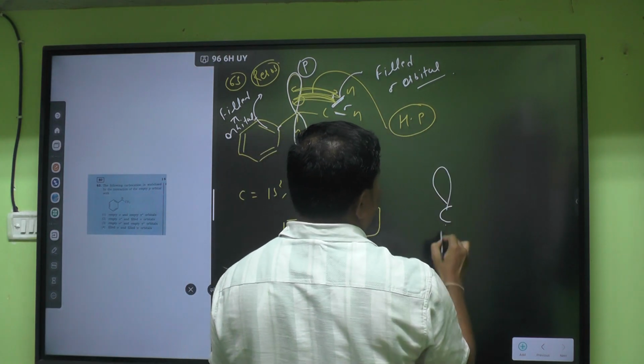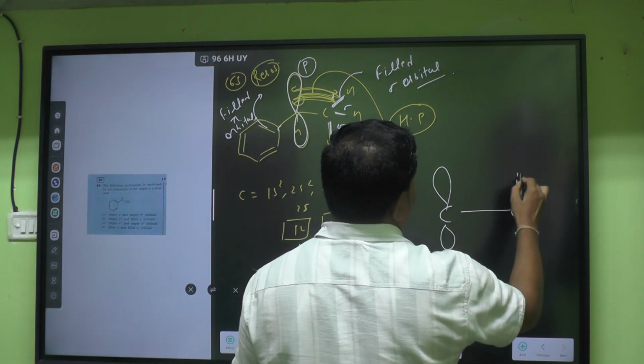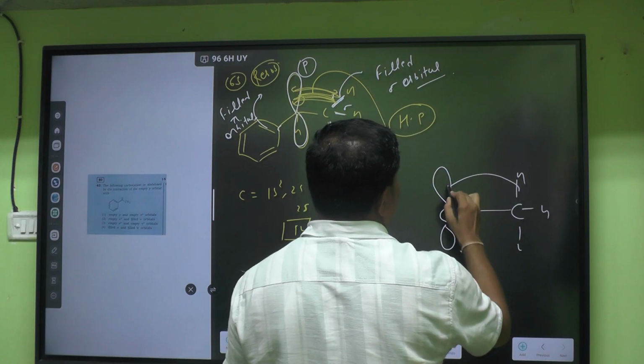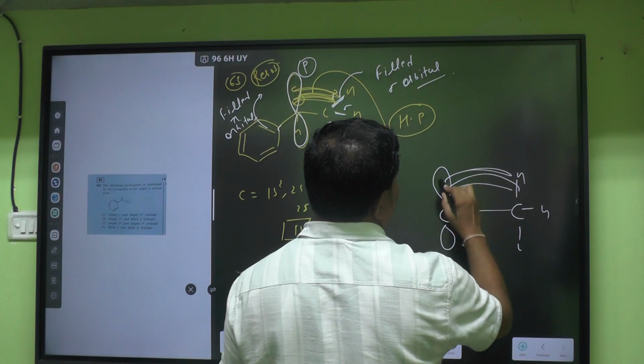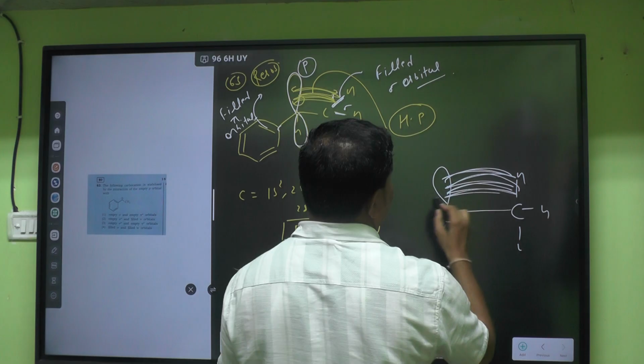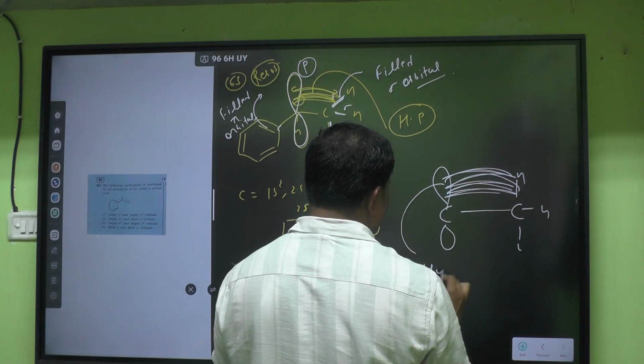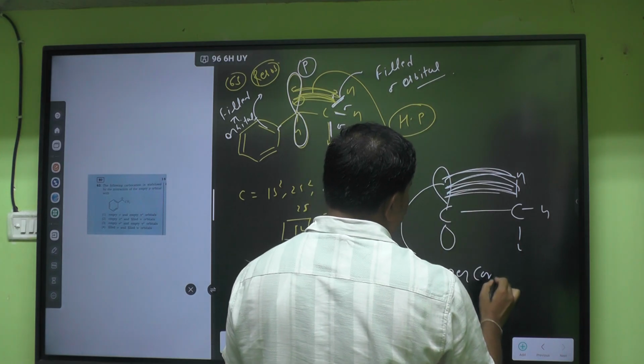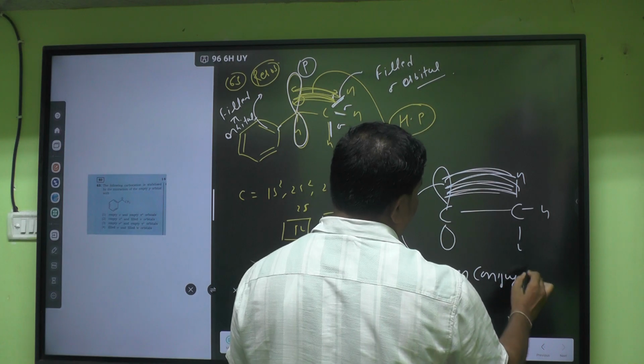Now remember, vacant orbital, delocalization of filled orbital, overlapping with this orbital like this. This overlapping is known as hyperconjugation.